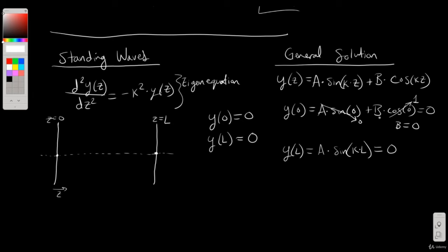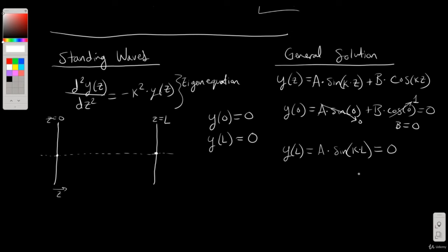So now we know b is 0, and so we simply have this term here. And this also has to be equal to 0. Well, I pose a question. When is this equal to 0? Because a is a constant, what does this argument have to be in order for this entire expression to go to 0?